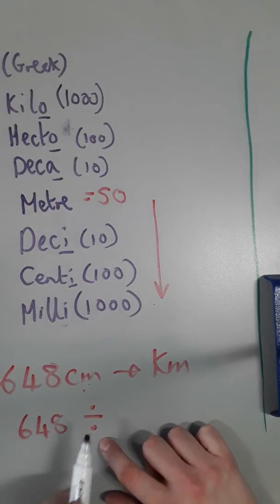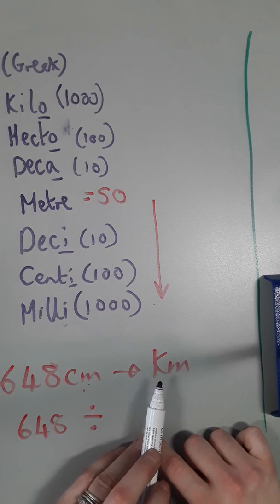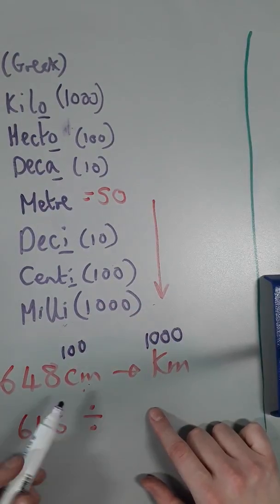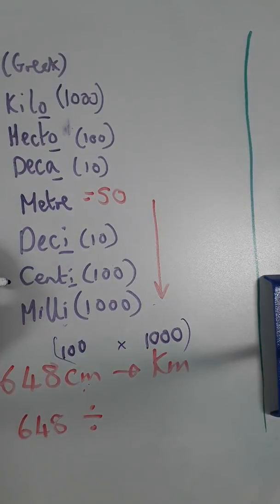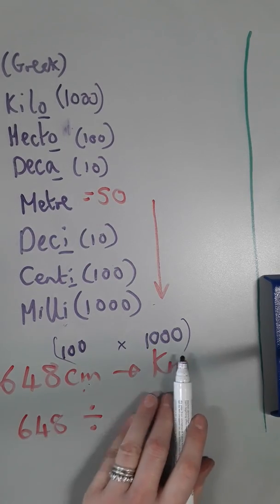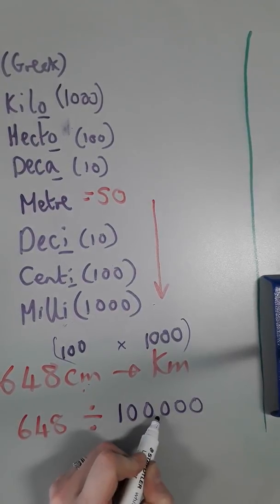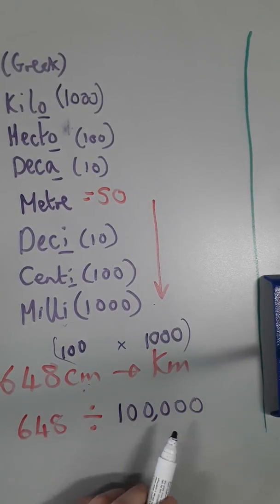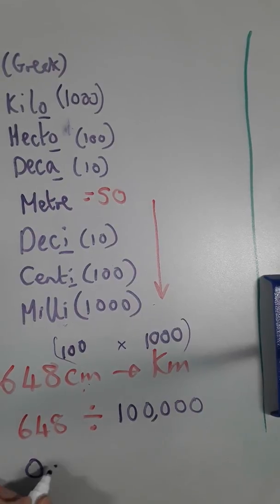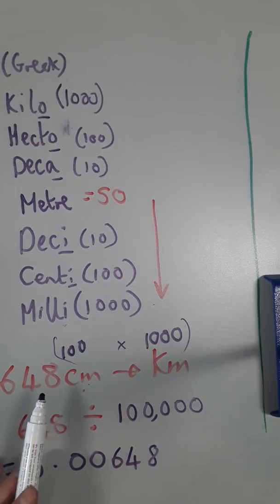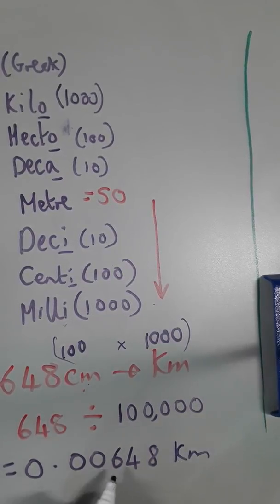Now what I need to think about is what the multiplier is between centimetres and kilometres. So centimetres means 100 of something, 100 parts of something, and kilometres means 1,000. So these two combined, because I would have 100 to get to metres, and then I'd have to have 1,000 to get to kilometres, means that because I have two prefixes, I need to combine them. So here, actually, what I'm going to divide by is 100,000, because I've multiplied these two together. So now I'm just going to work out my answer. 6, 4, 8, and that's my answer. So 648 centimetres is exactly 0.00648 of a kilometre. And that's it. Job done.